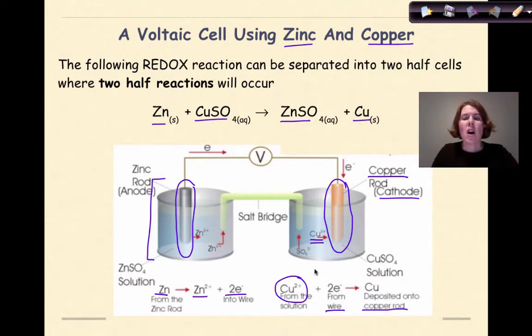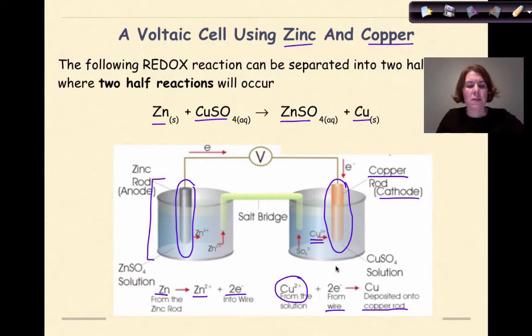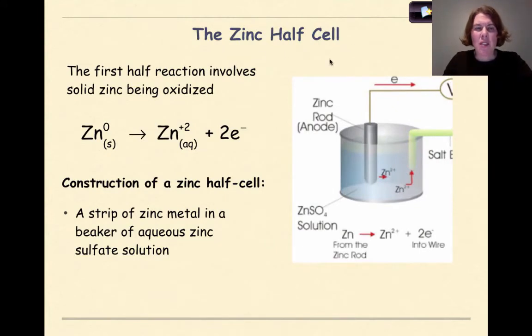with each half reaction occurring in one of the half cells. Let's look specifically at the zinc half cell. The first half reaction involves solid zinc being oxidized. So here's my solid zinc right here. This is my electrode.